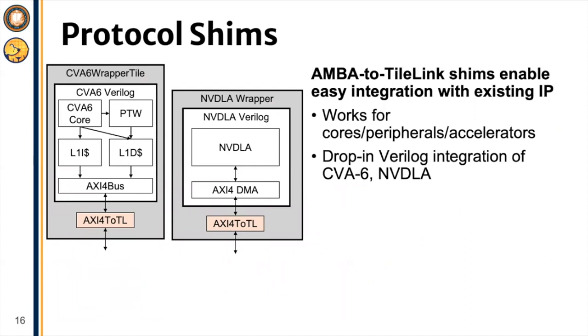You take your existing SystemVerilog core, whatever that uses AXI4 or APB or some other AMBA protocol, and then you just put this AXI4-to-TileLink adapter on the end of it, and it can just plug and play into the rest of the Chipyard system. And this is how we integrated things like the CVA6 core and the NVDLA accelerator.